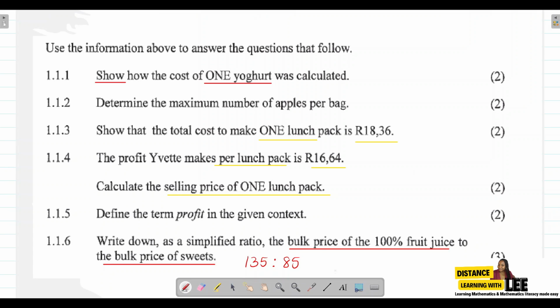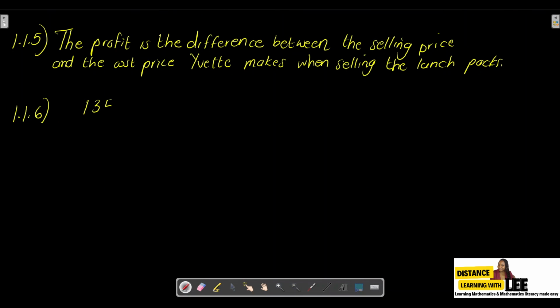So let's rewrite that. Question 1.1.6. The bulk price of the 100% fruit juice to the bulk price of the sweets. But we need to write this as a simplified ratio. We can't leave it like this. When you want to get your ratios, you usually want to have 1:something. So you're going to divide each side by 135. So it's going to be 135, and if you divide this side also by 135, you will get 1:85 divided by 135, which is equal to 17/27 if you're using the calculator.